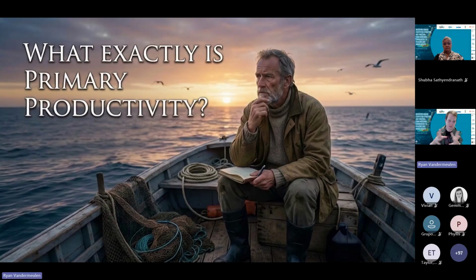So rather than structuring the lecture around some of the individual methods we use to estimate productivity, I thought it best to organize it around the process itself. We're going to have a little fun today and follow the journey of a singular photon, starting from its very formation and through its interstellar journey across space, all the way to its arrival at Earth, where it enters the ocean and begins its interaction with phytoplankton.